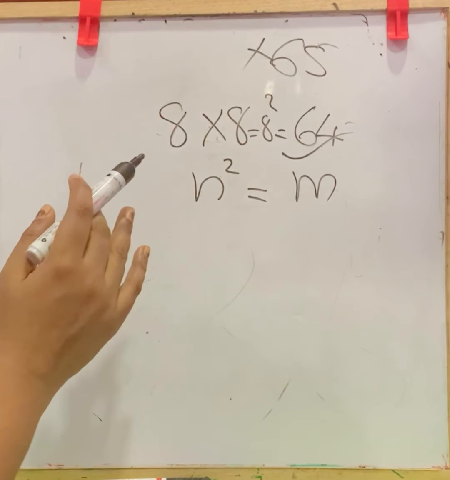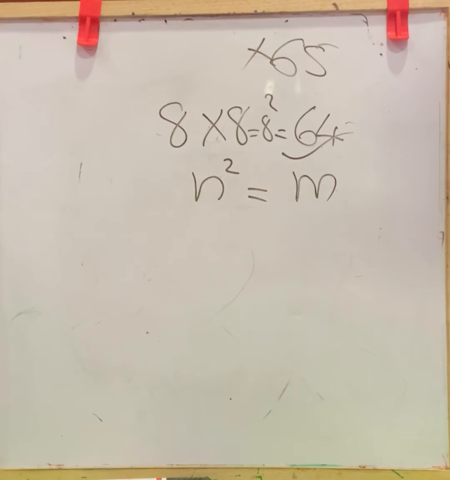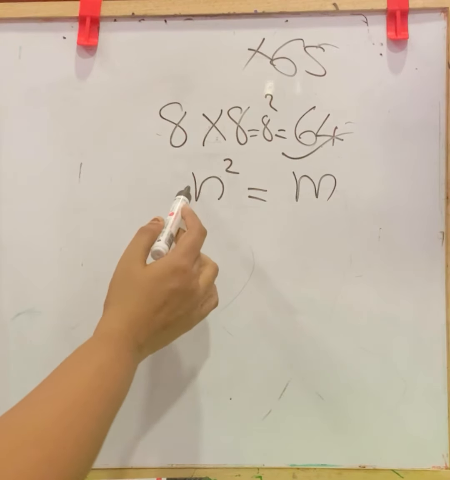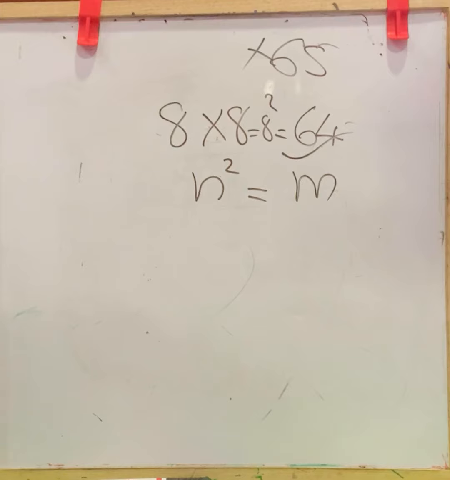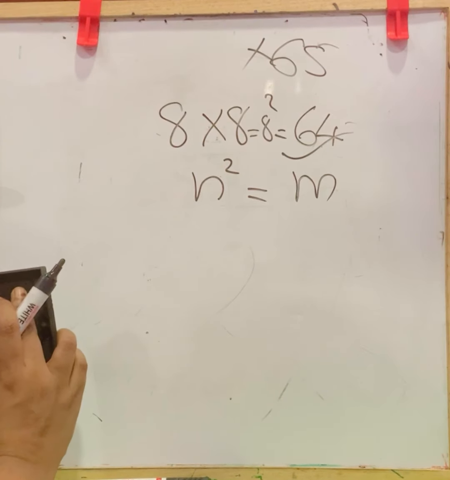So in general, we can say m is a square number where it can be expressed as n square, where m and n are natural numbers. Let us have a look at some square numbers.